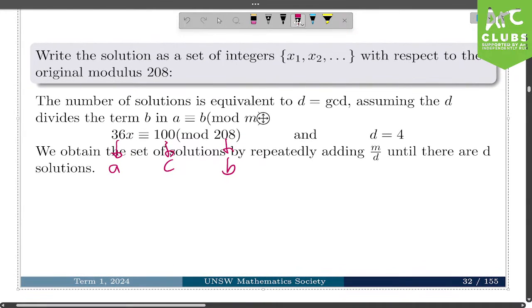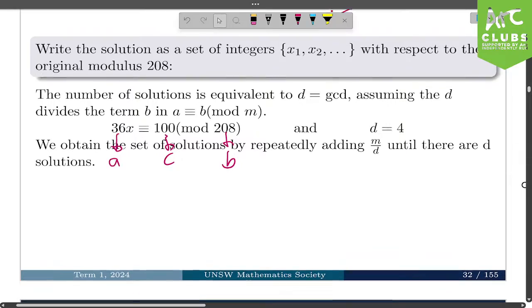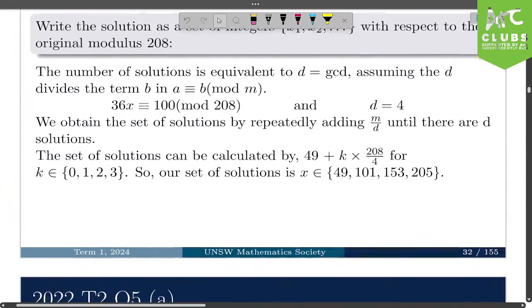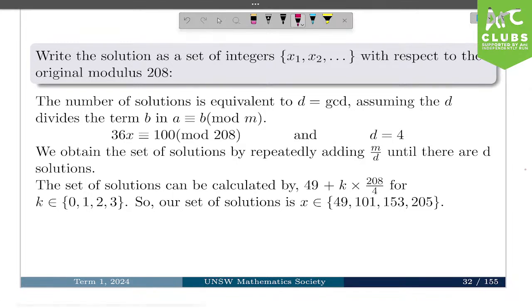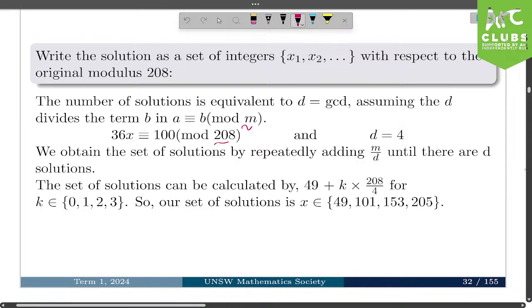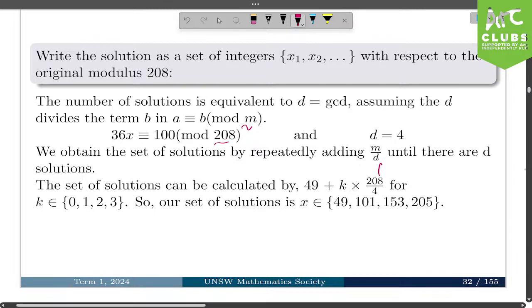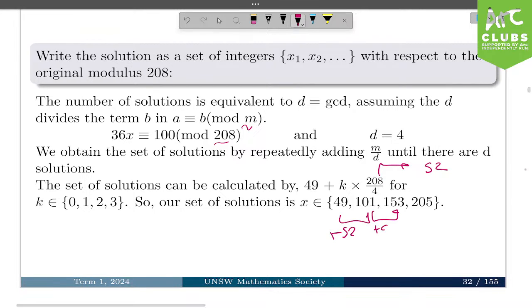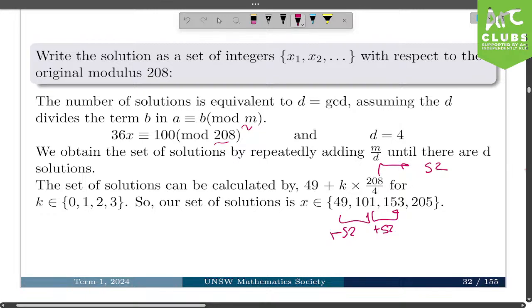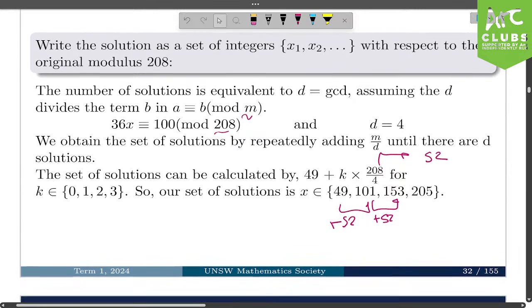We get them by repeatedly adding m divided by d until we get all of our solutions. So in this case, since our d is 4 and our mod m is 208, we'll keep on adding 208 over 4 onto our original solution, which was x equals 49. So 208 over 4 equals 52. So we just keep on adding 52. We add 52 here again, and we just add 52 to get our set of 4 solutions. So are there any questions?